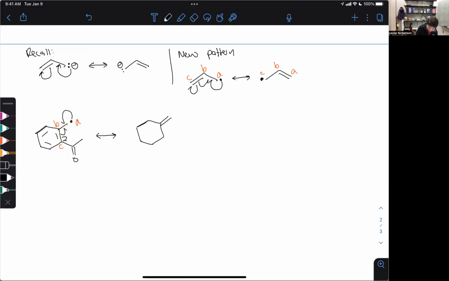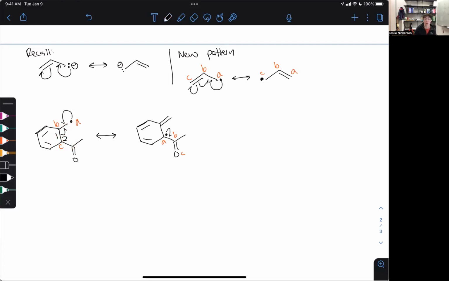So now I've got a new pi bond here. I've got my radical there. And everything else is still untouched and unchanged. Okay, so now I have a couple options. I can either go A, B, C, or A, B, C, right? So both of those are pi bonds. I can go either direction. I'm going to go towards the oxygen first here.